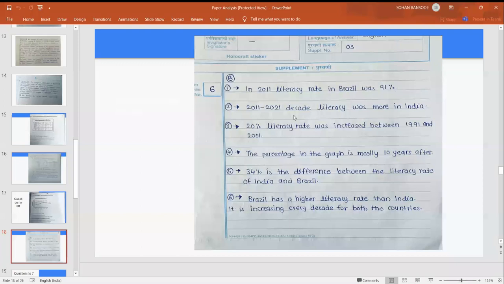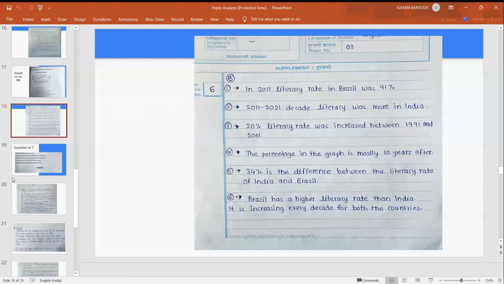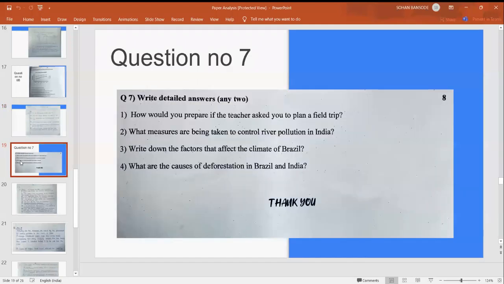So my last conclusion is Brazil has a higher literacy rate than India. It is increasing every decade for both the countries. So in this way you have to answer this question. Now the last but not the least, question number 7. These are the brief or detailed answer questions, or the HOTS, higher order questions. Question number 7: write a detailed answer, any two.